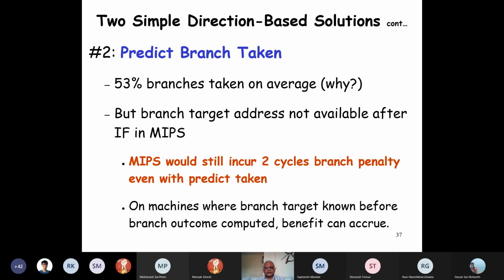Anybody else can answer? The loop. Yeah. Can you tell your name? Shivan. Okay, Shivan. So that is the reason. The loops. They are the ones where the branches are taken.